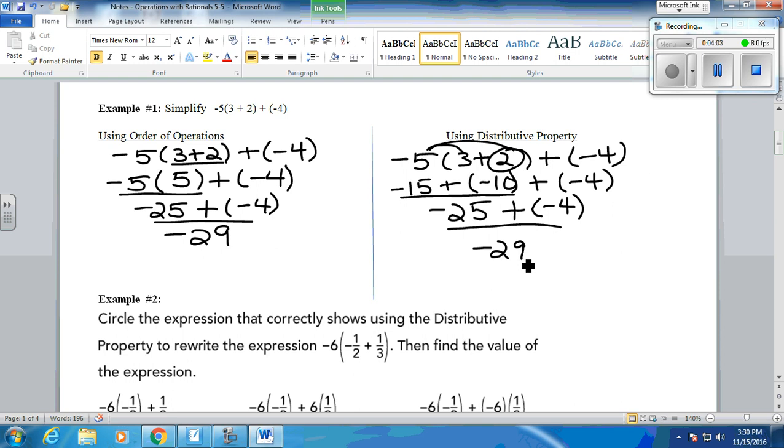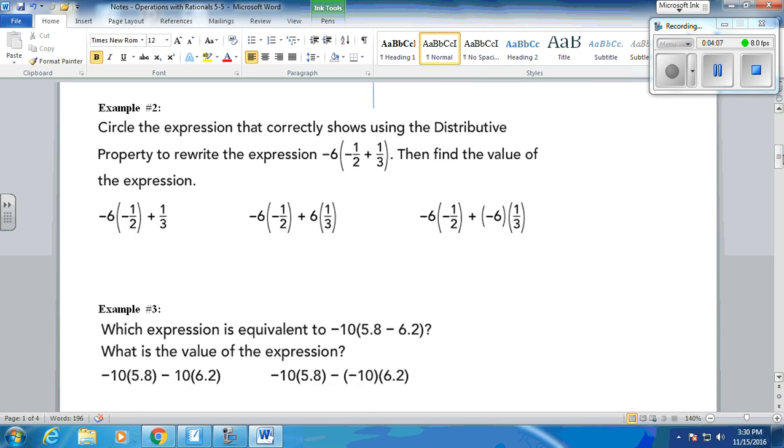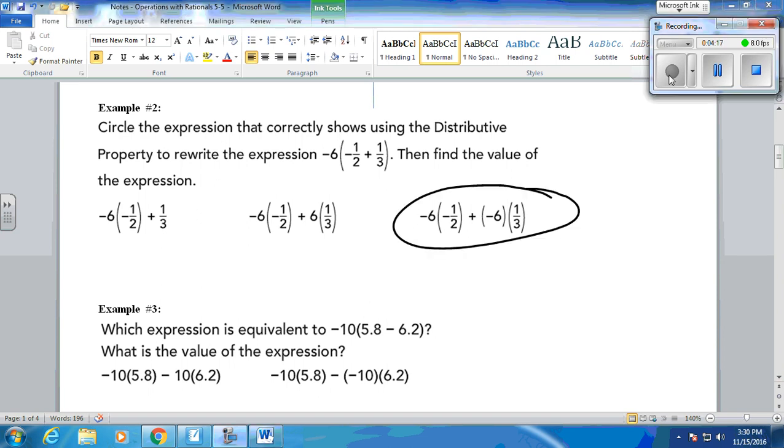Number 2 is asking us to circle the expression that correctly shows, using the distributive property, how to rewrite the expression -6 times -1/2 plus 1/3. Please go ahead and take a look at that one. I chose the last one because that one shows that I am multiplying -6 to both of the terms, so be careful here that you have to multiply the same number to both terms on the inside.